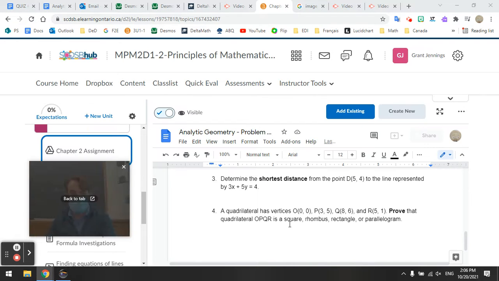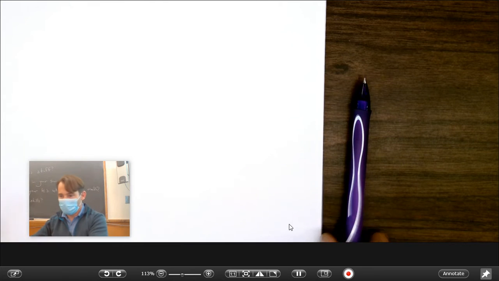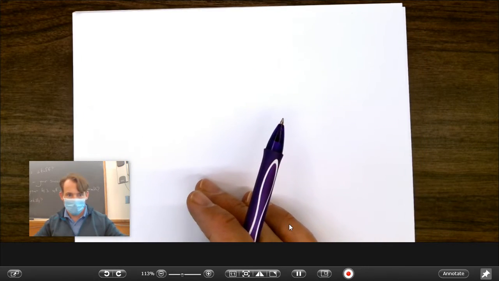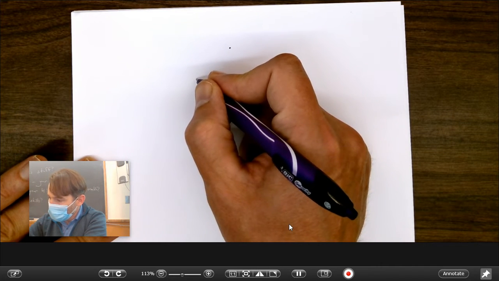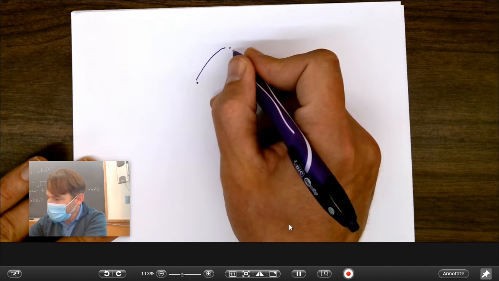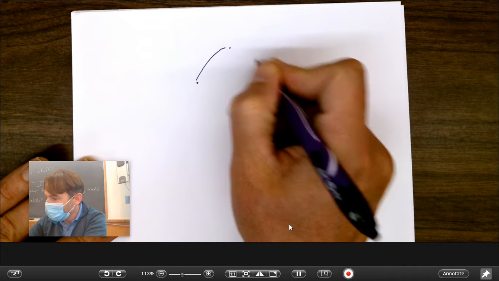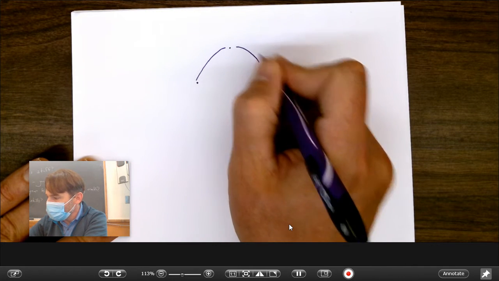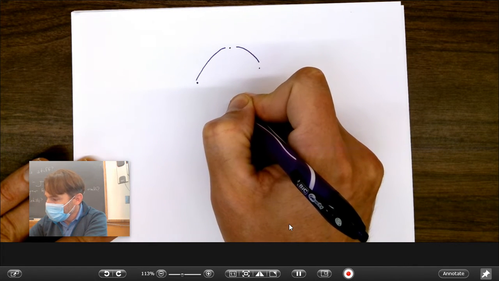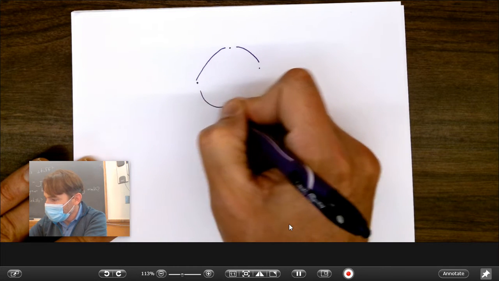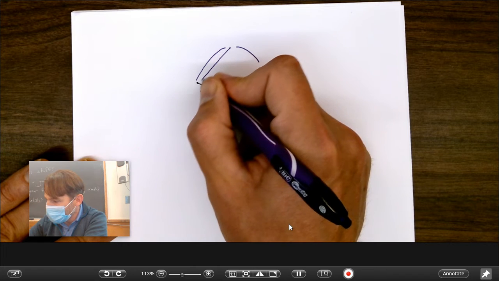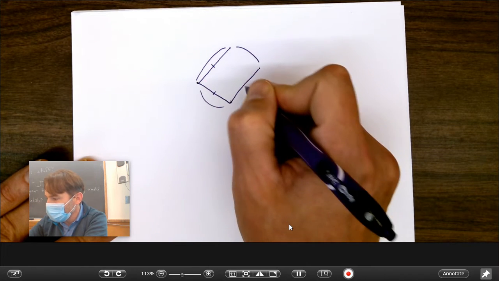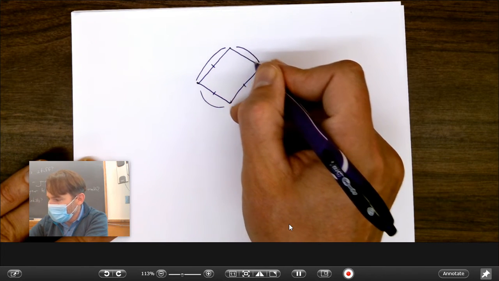Well, if it were a square, it would look like this. It would have corners where the distance between sides is the same. So these would be the points, and these would all be the same. When I join these, they would all be the same length. So how would I prove that? I would use my distance formula, or I would show that they have the same rise and run.